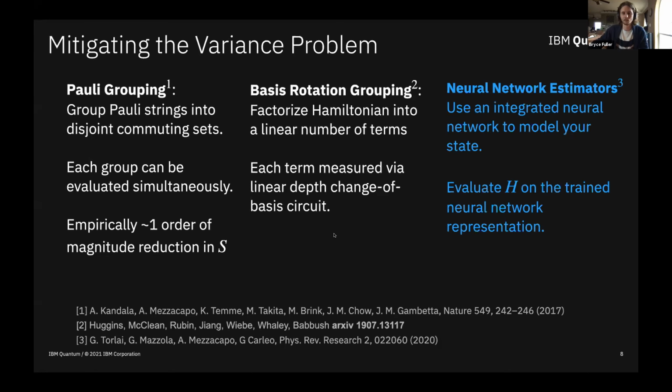This third technique that we're going to spend much more time talking about is substantially different, right? So the idea is that we're actually going to integrate a neural network into this model such that we can sort of learn the underlying distribution of measurement statistics and then evaluate our Hamiltonian directly on this neural network representation, right? So this is what we're going to be focusing on for the remainder of the talk.